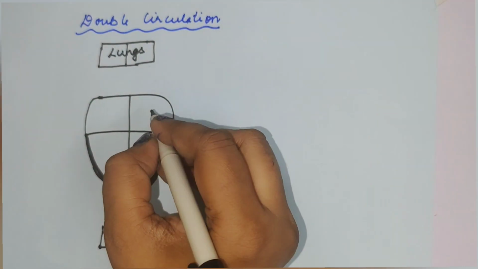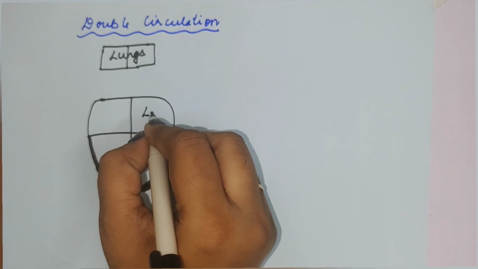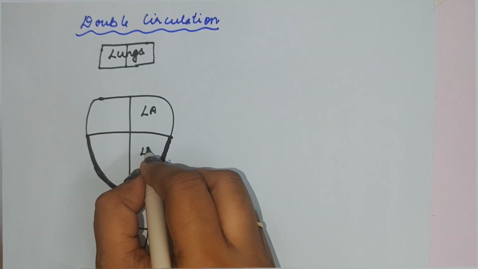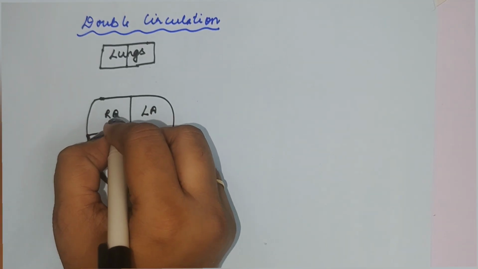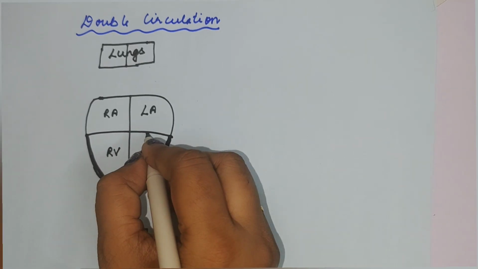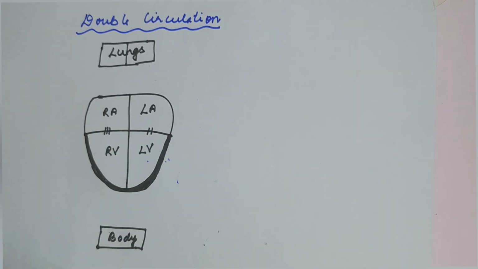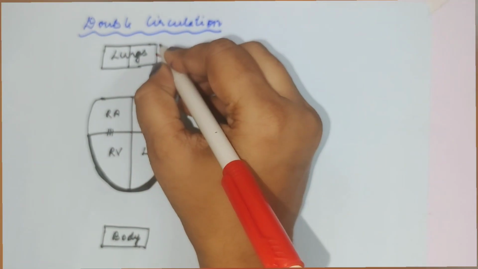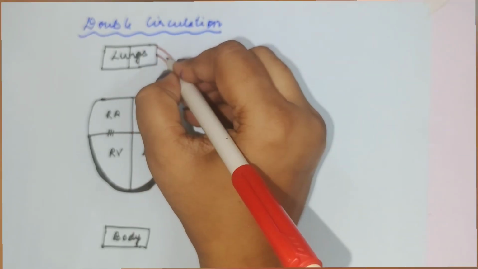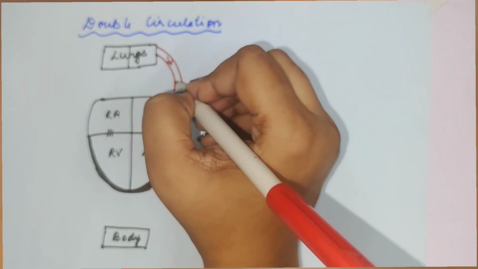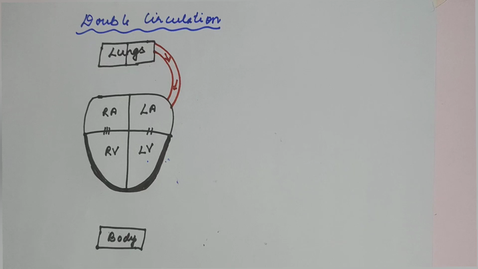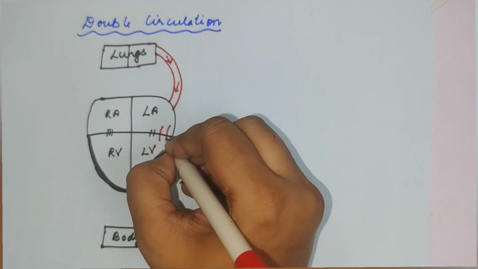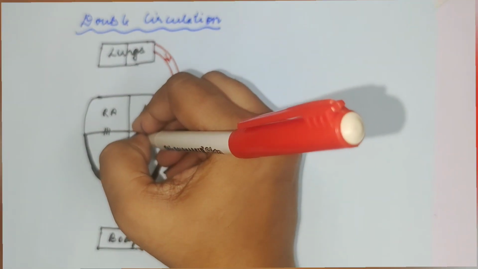of the ventricles. So now this is the left auricle and this portion is the left ventricle. This is the right auricle and right ventricle. In between the left auricle and left ventricle is the bicuspid valve, and in between the right auricle and right ventricle is the tricuspid valve. Above the heart I have drawn the lungs and below the heart the body.